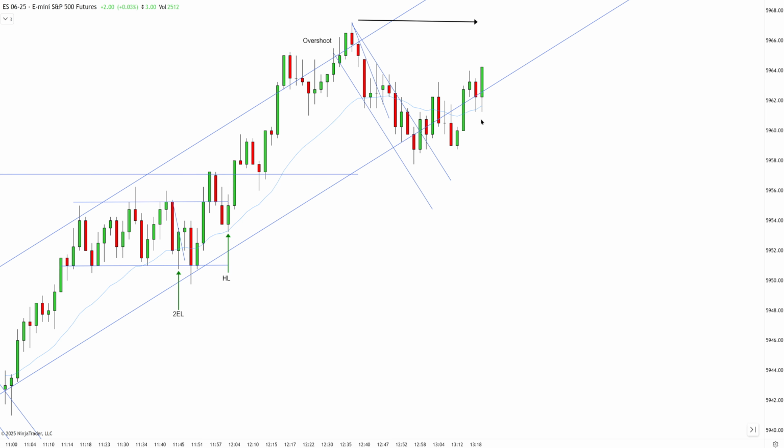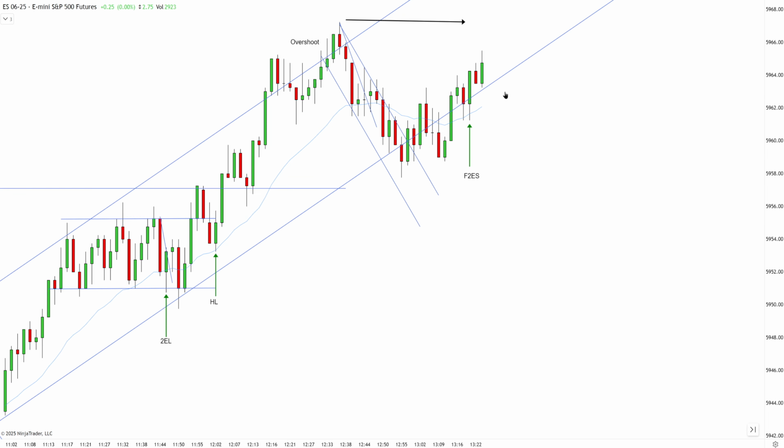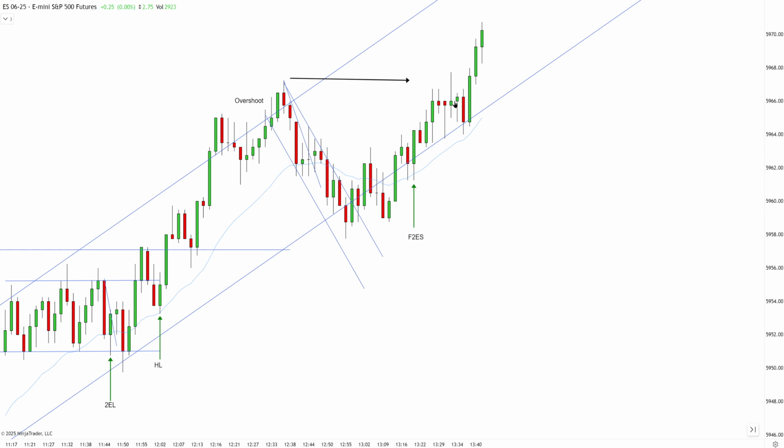So this is a second entry short. I actually took this setup myself, my only trade for the day. Funny enough, it was a continuation again to test the new high. Very good setup lately.